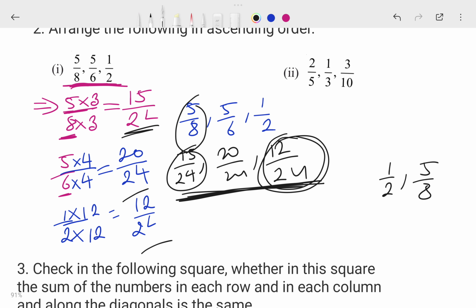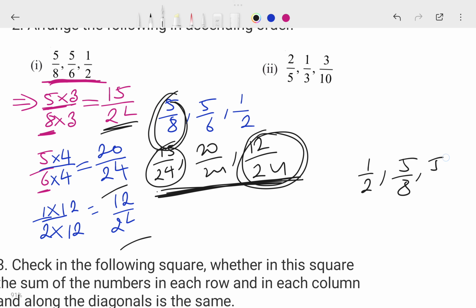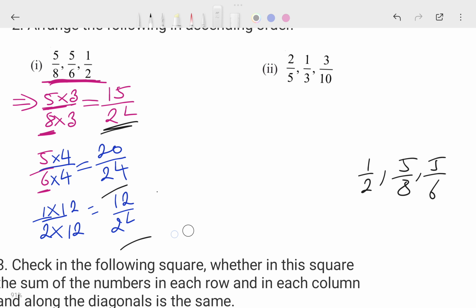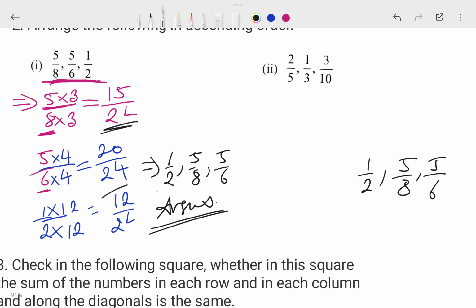So what is the value? It's 1 by 2. And next the smaller is 15 by 24, so the value is 5 by 8. Then 20 is left, which is 5 by 6. So this is how we arrange it in ascending order, you understand. Now you can write it like this: 1 by 2, 5 by 8, 5 by 6. So this is your answer.